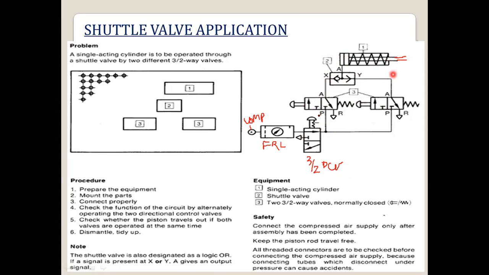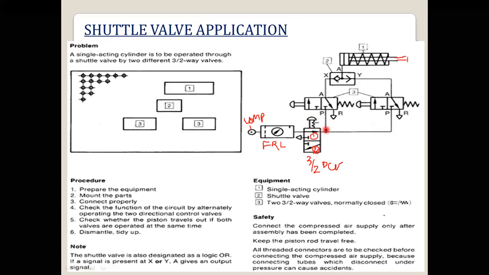So the cylinder operation is that this part will be connected to this cylinder. Whenever there is the extension, this 3 by 2 valve will change. This 3 by 2 valve is operated by this single acting cylinder. As there is the extension, the position will change from 1 to 2.